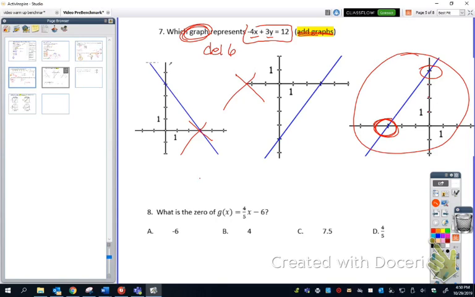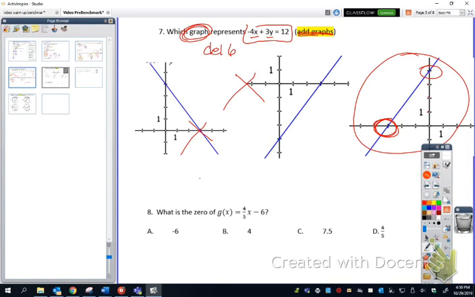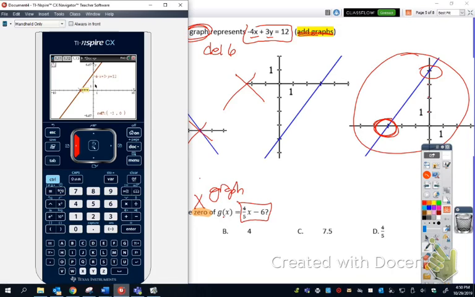Okay, and then this one, the next one, you have the 0. So remember, the 0 is where it touches the x. So you're going to graph 4/5 x minus 6. Now, since it says g of x, I do not need to delete 6. So control dot, go to 2. I can leave it just like that.